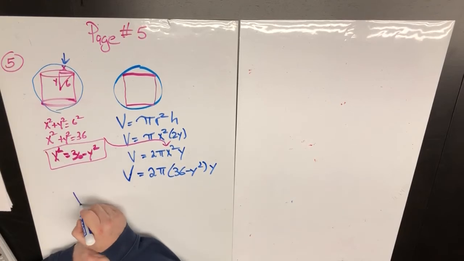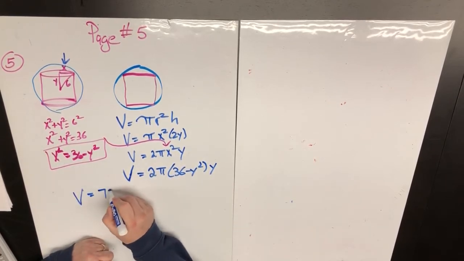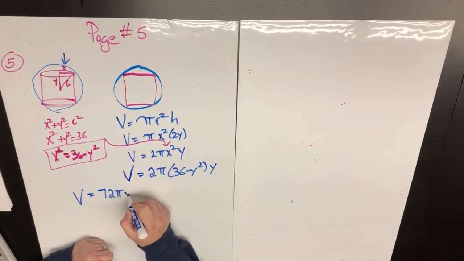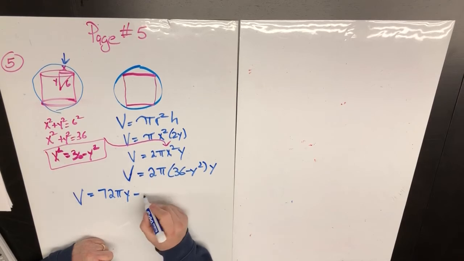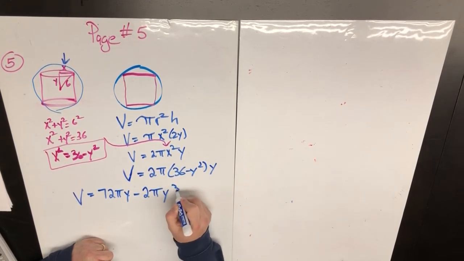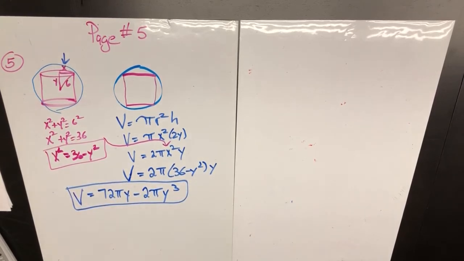When I expand that all out, 2 pi y times 36 gives me 72 pi y, minus 2 pi times y times y squared gives me minus 2 pi y cubed. And that's a really easy formula now to take the derivative of.